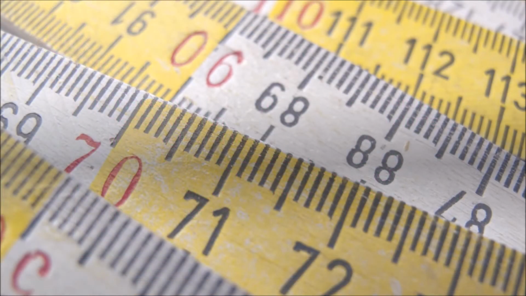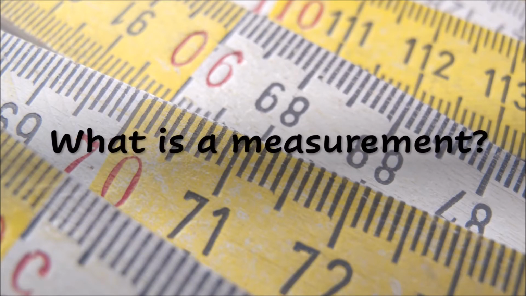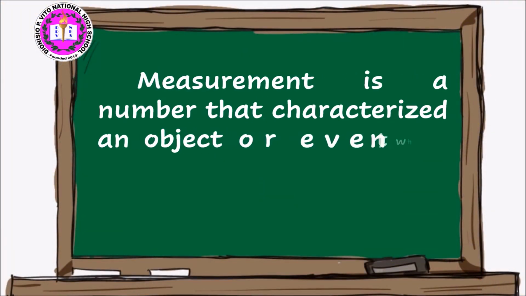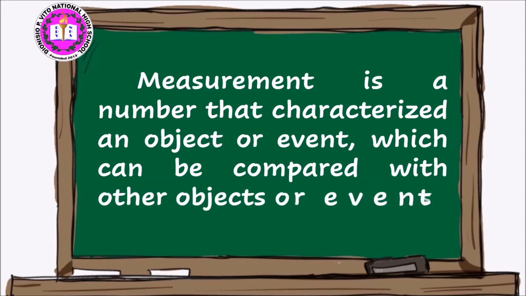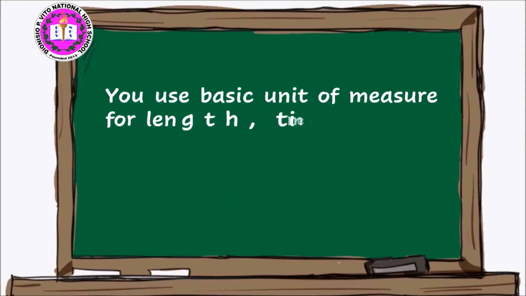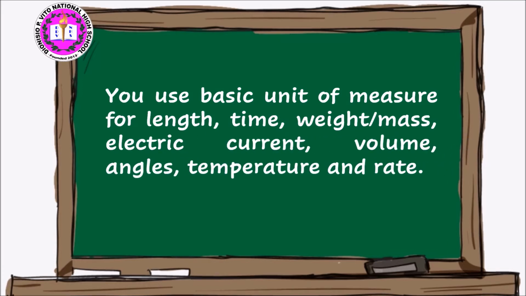Moving on to our lesson, let's have first this question. What is a measurement? Measurement is a number that characterizes an object or event which can be compared with other objects or events. You use a basic unit of measure for length, time, weight or mass, electric current, volume, angles, temperature, and rate.